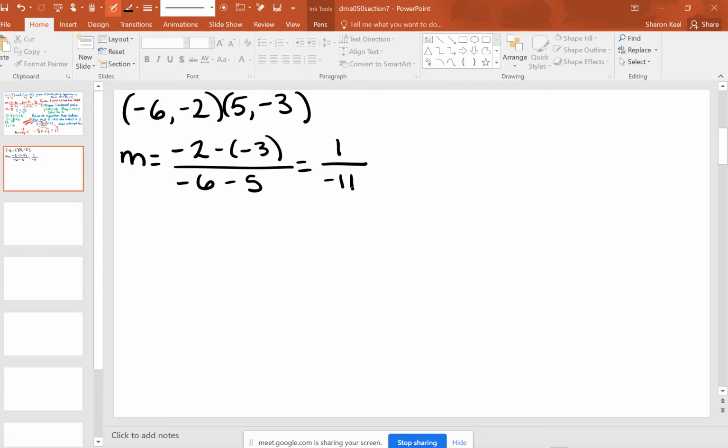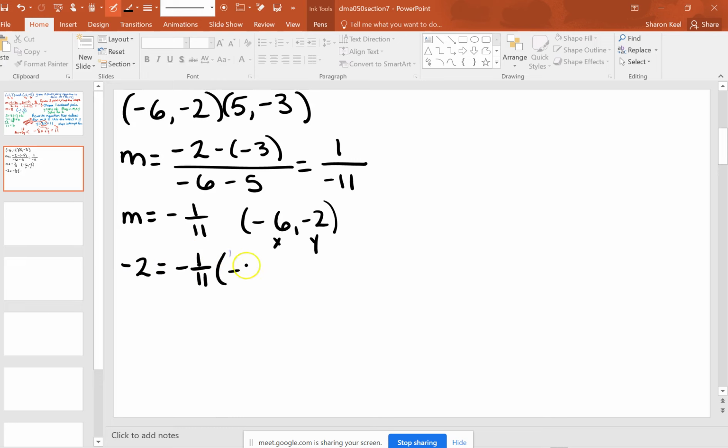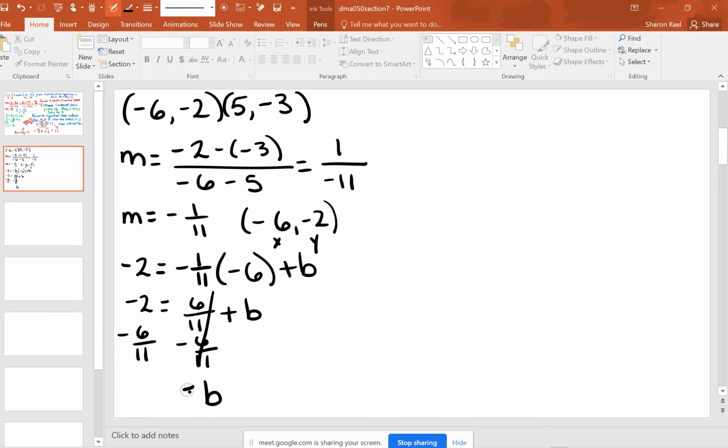Wow, now we get to do one with a fraction. Okay, so our slope is -1/11, and I'm going to pick the first ordered pair, -6, -2. So don't be afraid that we have a fraction, we'll just work with it. Remember, that's your x, that's your y. So what we have is -2 equals -1/11 times -6 plus b. I'm going to move the fraction to the left, and that's going to cancel.